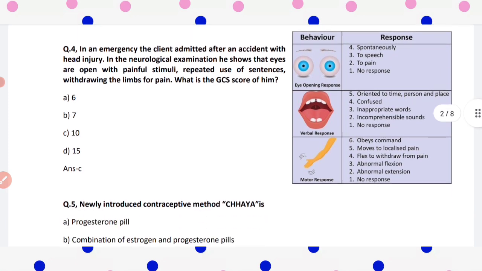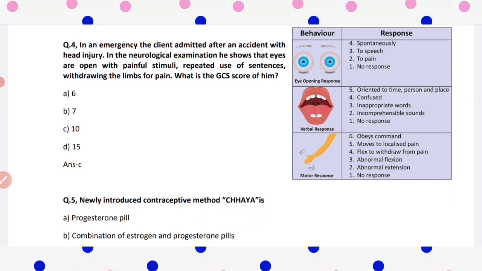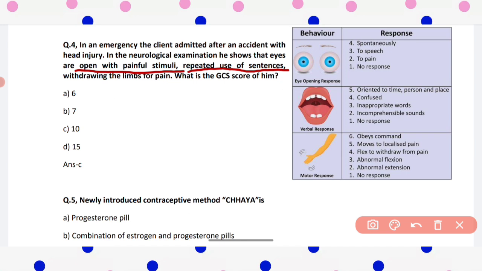And the next one is, in an emergency, the client is admitted after an accident with a head injury. There is a head injury, okay? In the neurological examination, he shows eye opening to pain. Eye opening is painful, okay? Second, repeated use of sentences, that is, inappropriate words. Withdrawing the limbs for pain, okay? That is, okay, let's see. What is the GCS score of him?